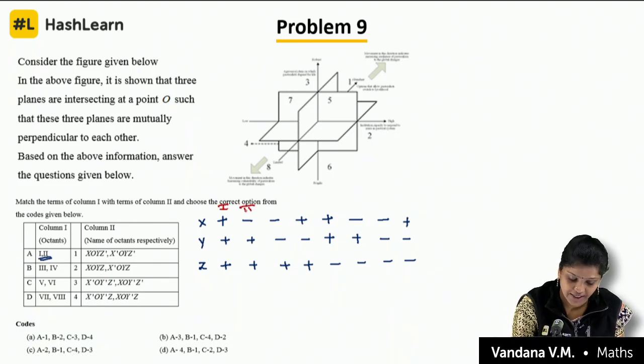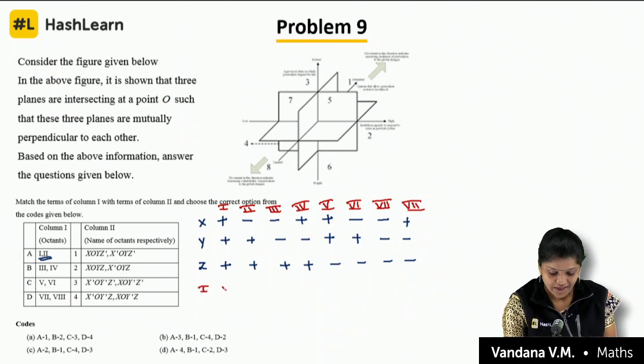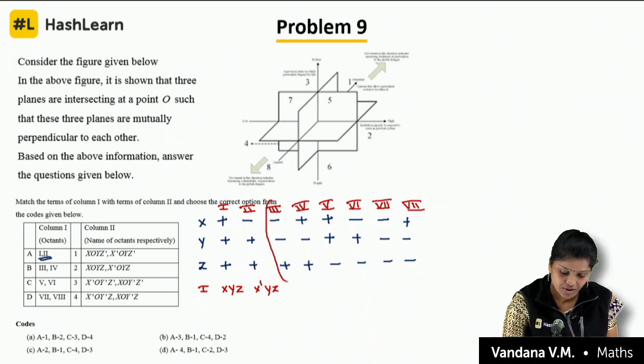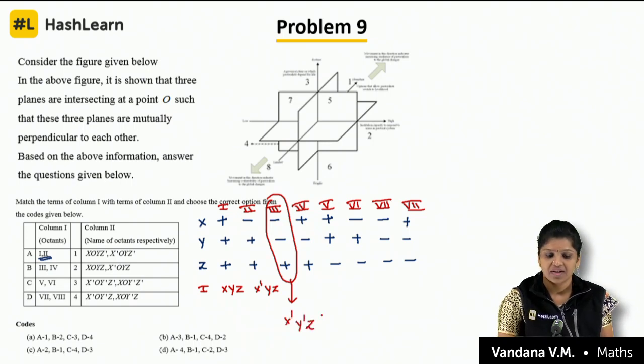First, second, third, fourth, fifth, sixth, seventh and eighth. First and second represent what? All are positive. So all are positive in the first octant means X, Y, Z. Second octant, X is negative, means X dash, Y, Z, isn't it? Now the third octant, how will you represent this? X dash, Y dash, Z. Clear?